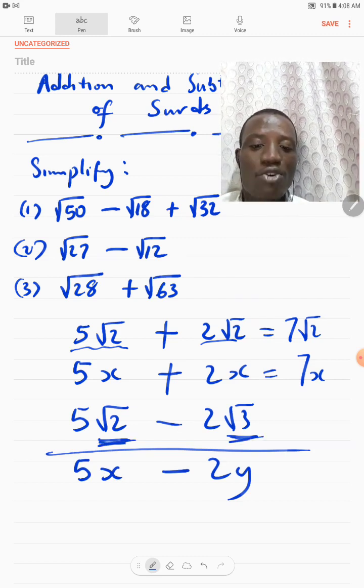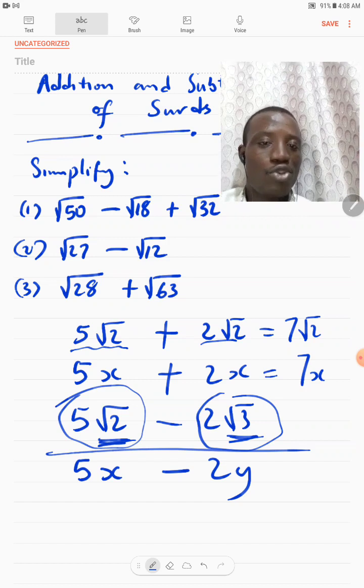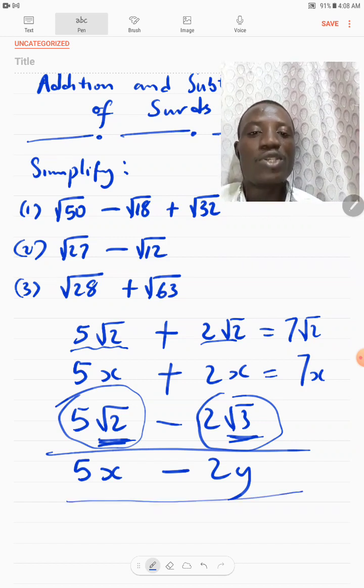How many root 3 do you have here? 2. How many root 2 do you have here? 5. Take away 2 root 3 out of 5 root 2. That is impossible. You cannot do that. Okay? You cannot do this. So this is what you should pay attention to. It is very important and it will help us in the simplification.